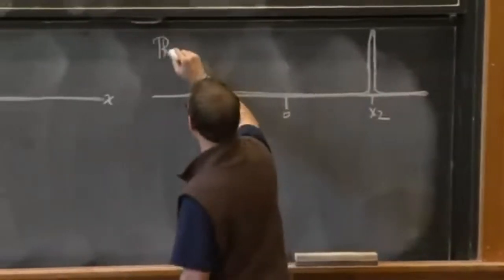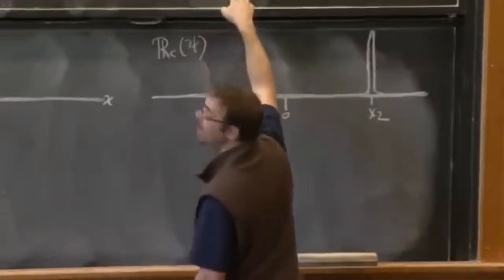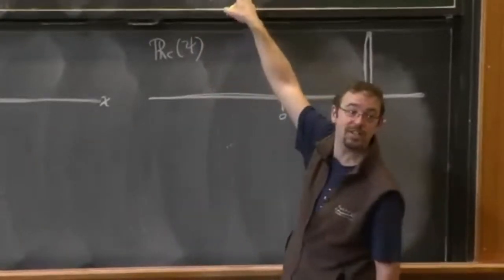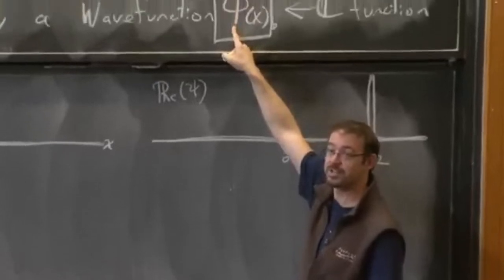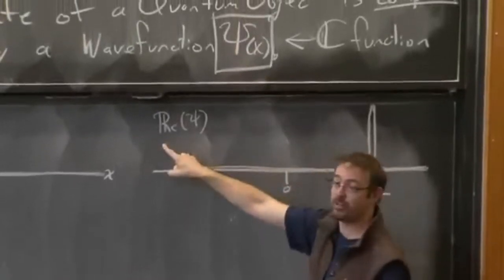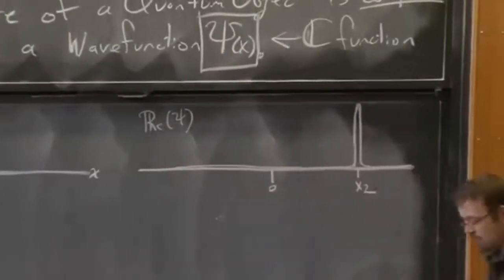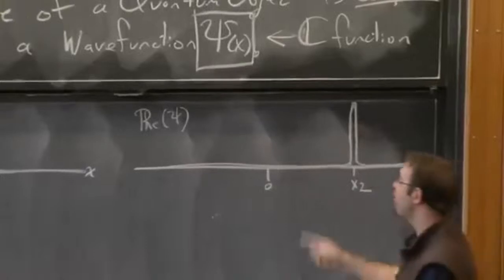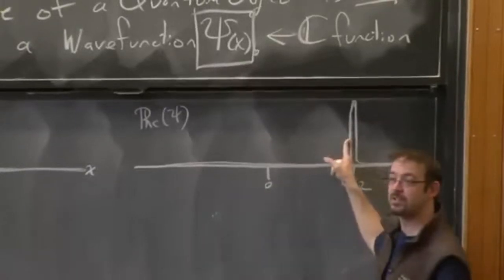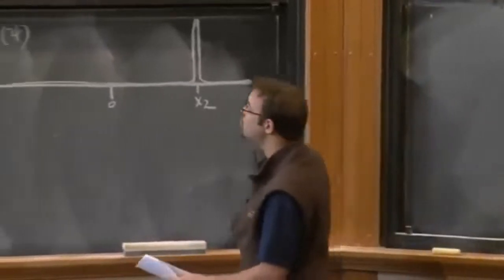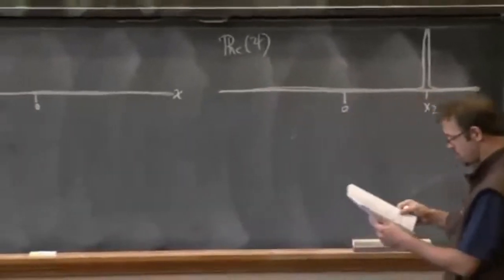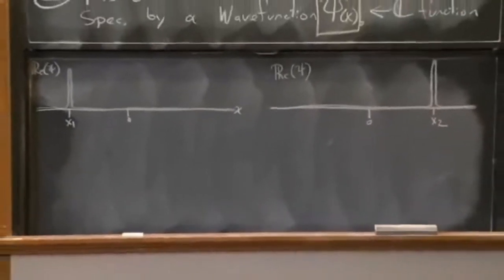And again, I'm plotting the real part of psi because A, psi is a complex function. At every point, it specifies a complex number. And B, I can't draw complex numbers. So to keep my head from exploding, I'm just plotting the real part of the wave function. But you should never forget that the wave function is complex. For the moment, I'm going to assume that the imaginary part is 0. I'm just going to draw the real parts. So let me draw a couple more examples.